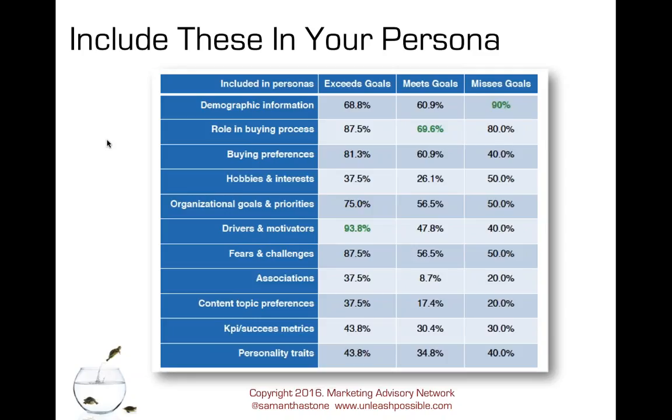But they also include their role in the buying process. They include buying preferences, in fact, twice as often as those who miss their goal. They look at organizational priorities in context, and they look at drivers and motivators. This is perhaps the most important thing to understand. They also look at fears. Not only what do people want to achieve, what are they afraid of? What do they regret? What are the challenges that they face each and every day? All of that is incredibly important.